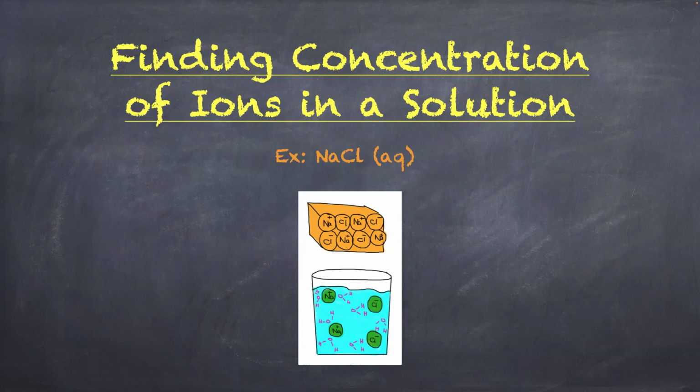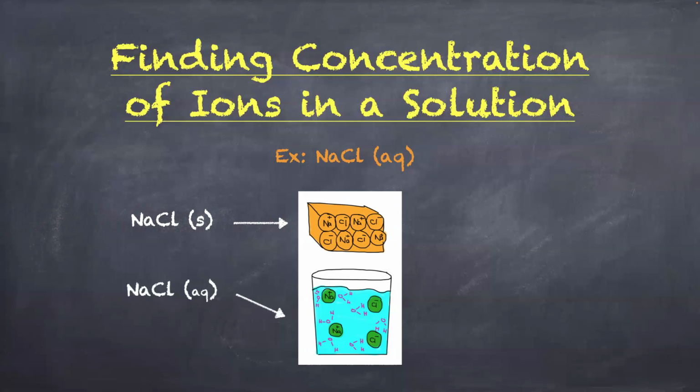What happens to them is, as soon as you place them in water, these ions are separated, or dissociated, from each other. And then each ion gets surrounded by water molecules. So let's say if you have NaCl, originally it's in the solid state, and then once it's dissolved in water, now it becomes aqueous. Aqueous means it's dissolved in water, so we show it with AQ.